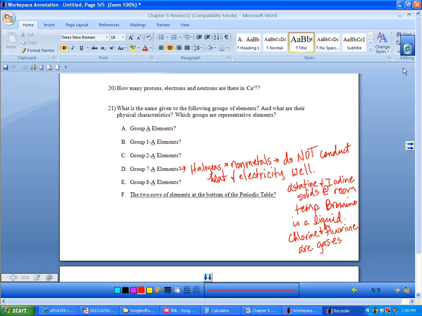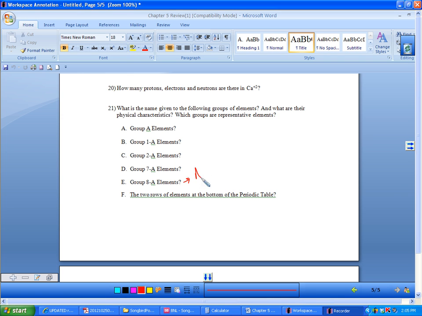Okay, so 8A, let's get rid of this, and we'll go to 8A. 8A, here's your noble gases. They are very unreactive. They are gases at room temp. What else can I say about them?